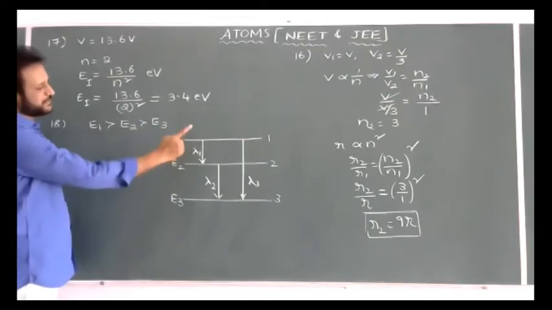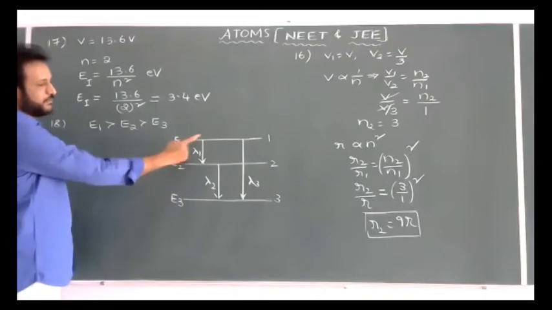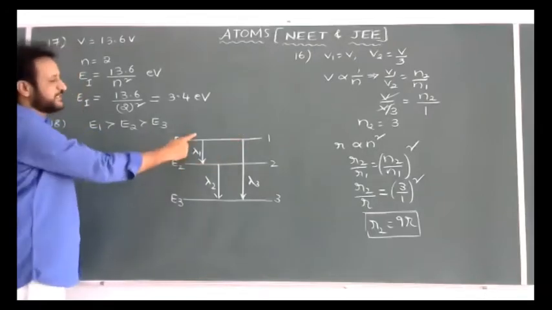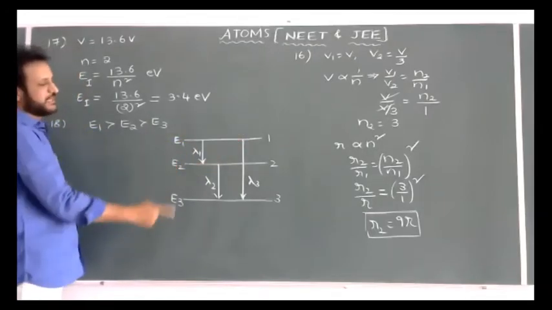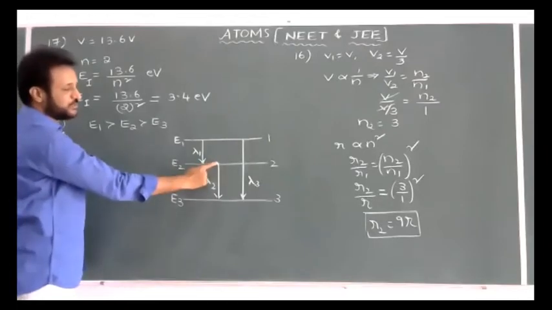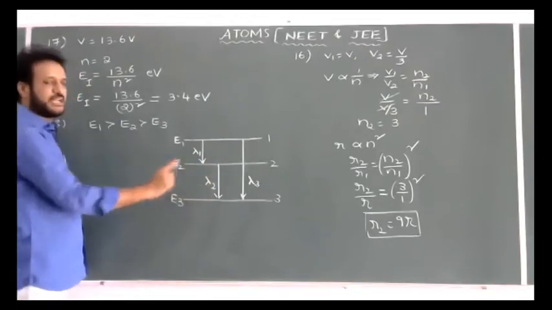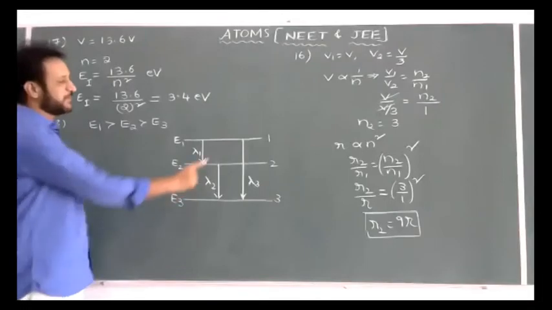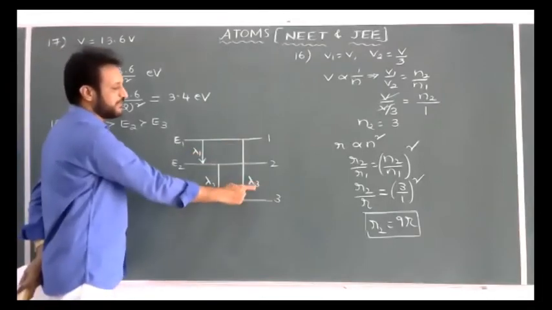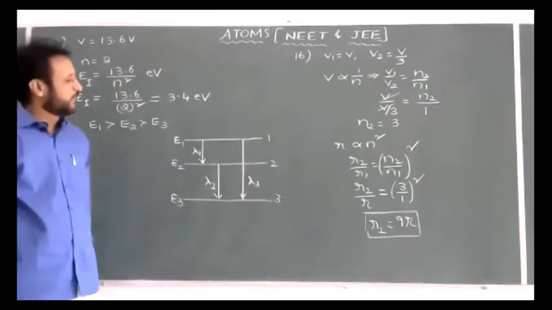When the electron jumps from the first orbit to the second orbit, the wavelength is lambda 1. When the electron jumps from the second to the third orbit, the wavelength is lambda 2. When it jumps from 1 to 3, the wavelength is lambda 3. Then what is the relation asked?